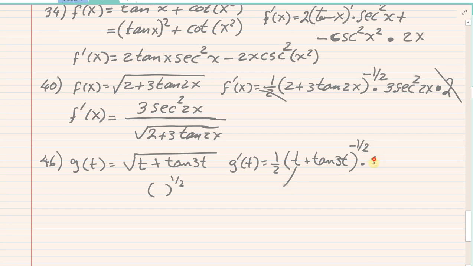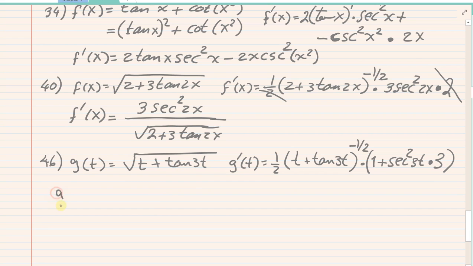derivative of t is 1, plus the derivative of tan 3t. The derivative of tan is secant squared of 3t, but then that 3t inside, you see that itself is a composition. 3t is composed with tangent. So we're going to do times 3, close paren. And that is the correct derivative.